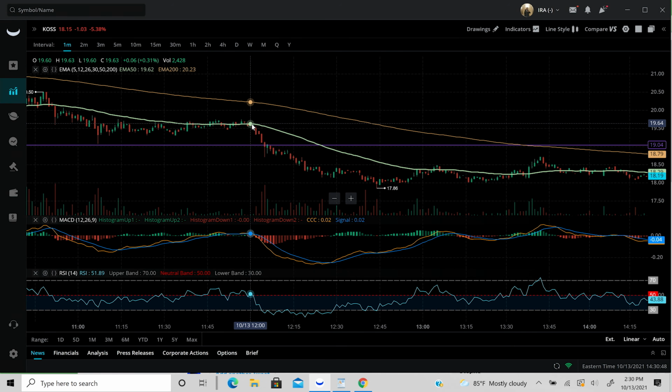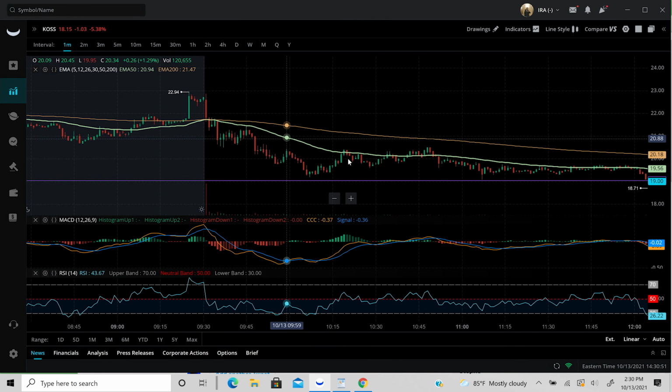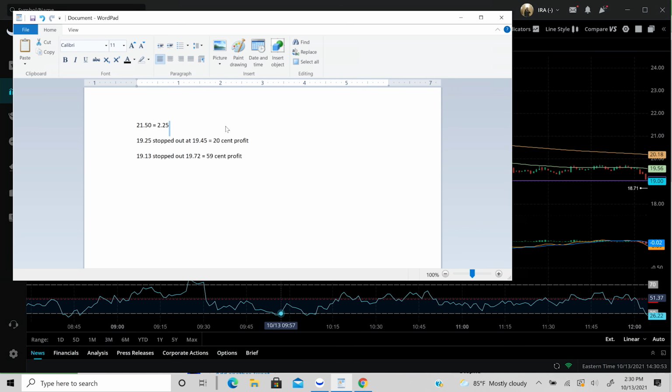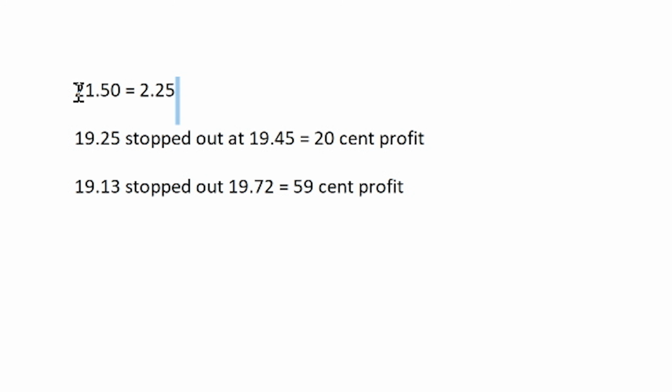Now, before you even enter a play, you want to have a plan. So here I had a plan. I was going to enter a trade at some point after a retracement and I was going to exit at 21.50. As I entered at 19.25, I had the expectation that I was going to make $2.25.